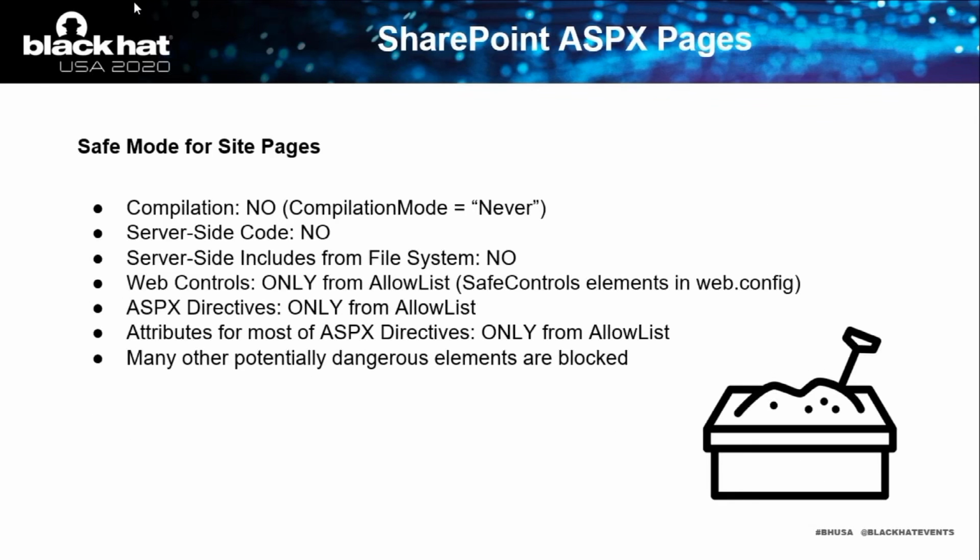Now we can better understand what safe mode means. A site page will not be compiled, so we cannot use server-side code here. We are not able to include files from the file system. We can only use allowed controls. This list is defined in the SafeControls section of the web.config file. The page filter also applies an allow list for directives and even for the attributes of most of them. There are many other restrictions. For example, event binding is blocked as well. This set of restrictions looks quite impressive, but let's look at the possible types of attacks we can perform.